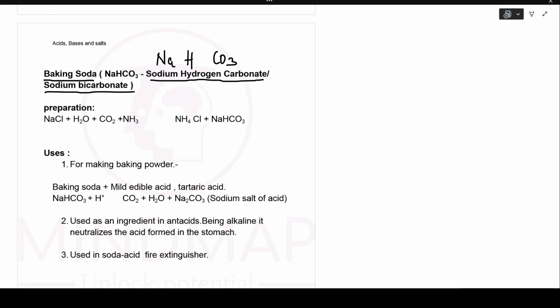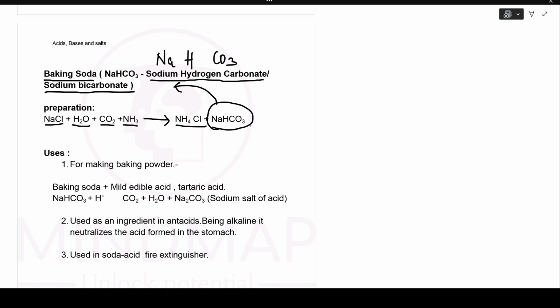NaHCO3, sodium hydrogen carbonate. This is the formula for baking soda. Now how is this prepared? When NaCl, the common salt, sodium chloride, has water added to it, carbon dioxide passes through it, and ammonia is added to it, we get ammonium chloride, NH4Cl, and this sodium hydrogen carbonate. And this is what? Your baking soda.